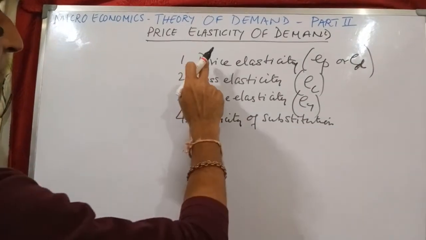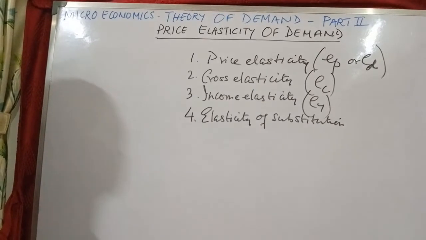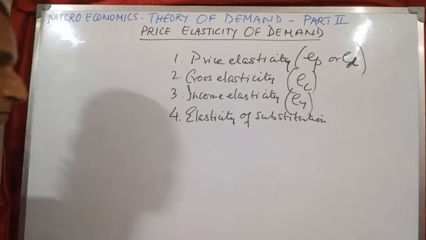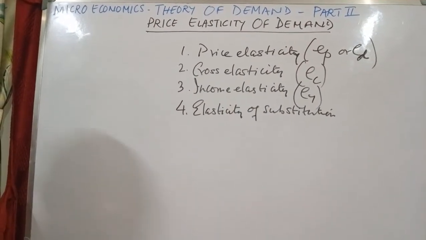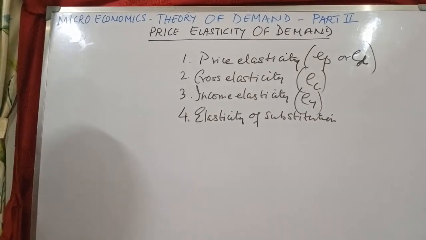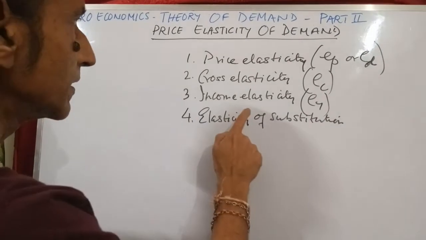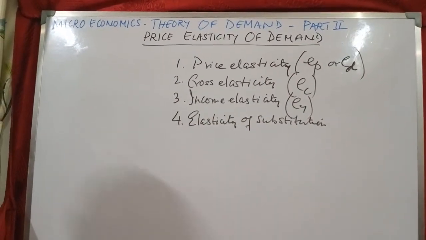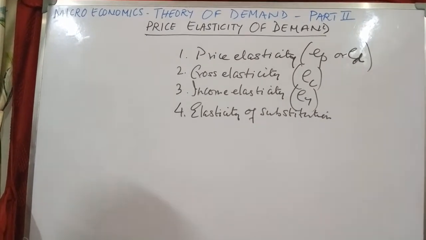So price elasticity means the responsiveness of quantity demanded of a commodity with respect to change in price. Cross elasticity means responsiveness of quantity demanded of one commodity with respect to change in price of another commodity. Income elasticity means responsiveness of quantity demanded of one commodity with respect to change in income.